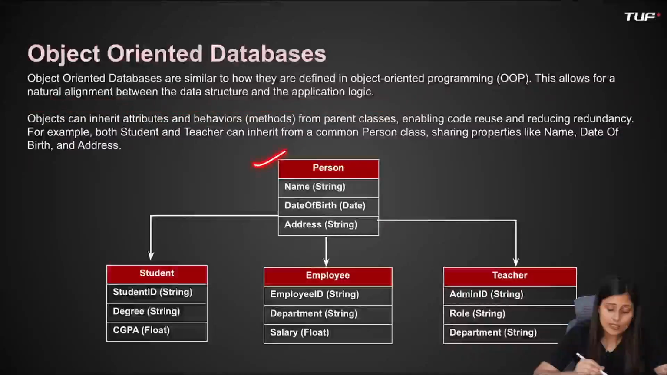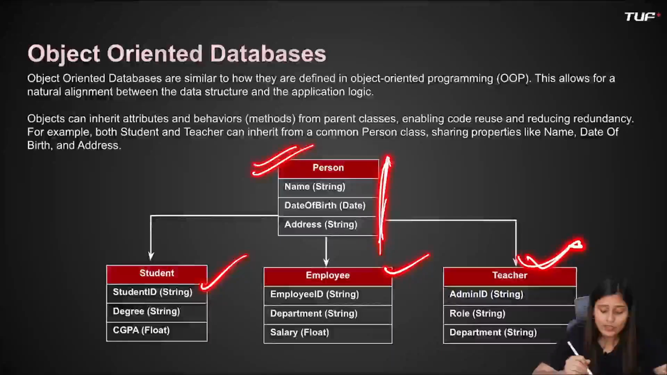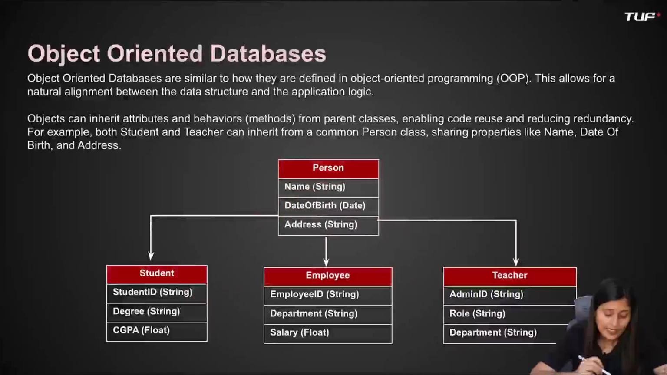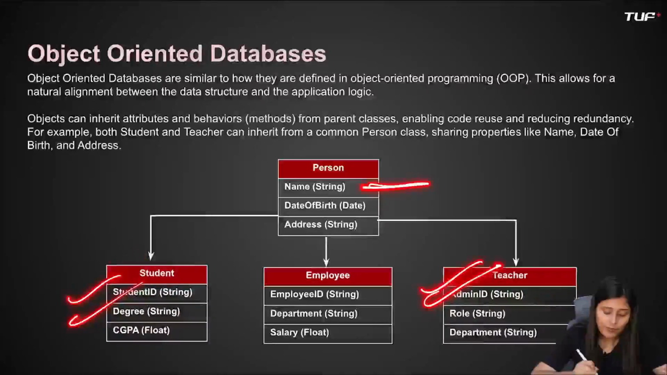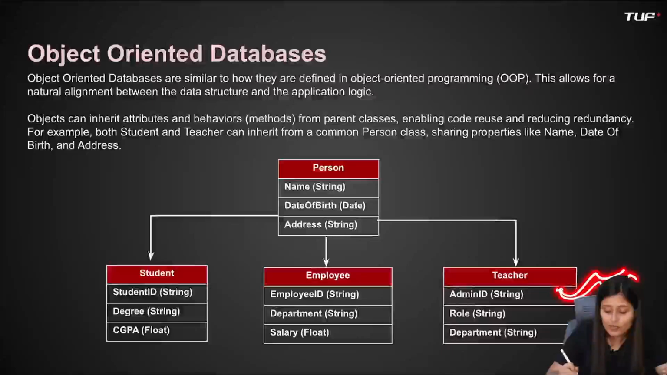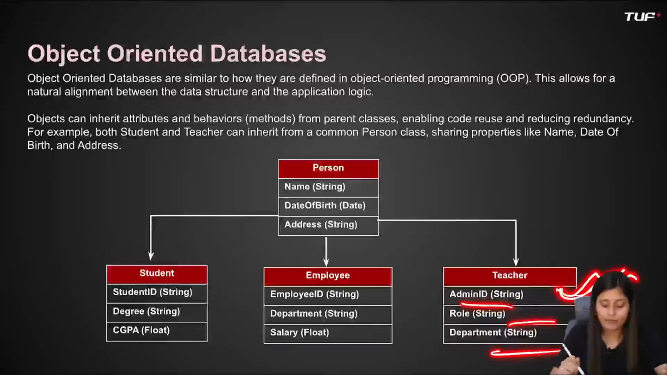What happens here, you can see Person is the parent class, and Student, Employee and Teacher are the children inherited from the parent. So all the parameters and attributes that are common for Person, the parent, can be inherited by Student, Employee or Teacher also. An object can inherit attributes and behaviors from a parent class, enabling code reuse and reducing redundancy. For example, both Student and Teacher can inherit the common properties like name, date of birth and address, along with their individual attributes like admin ID, role and department.